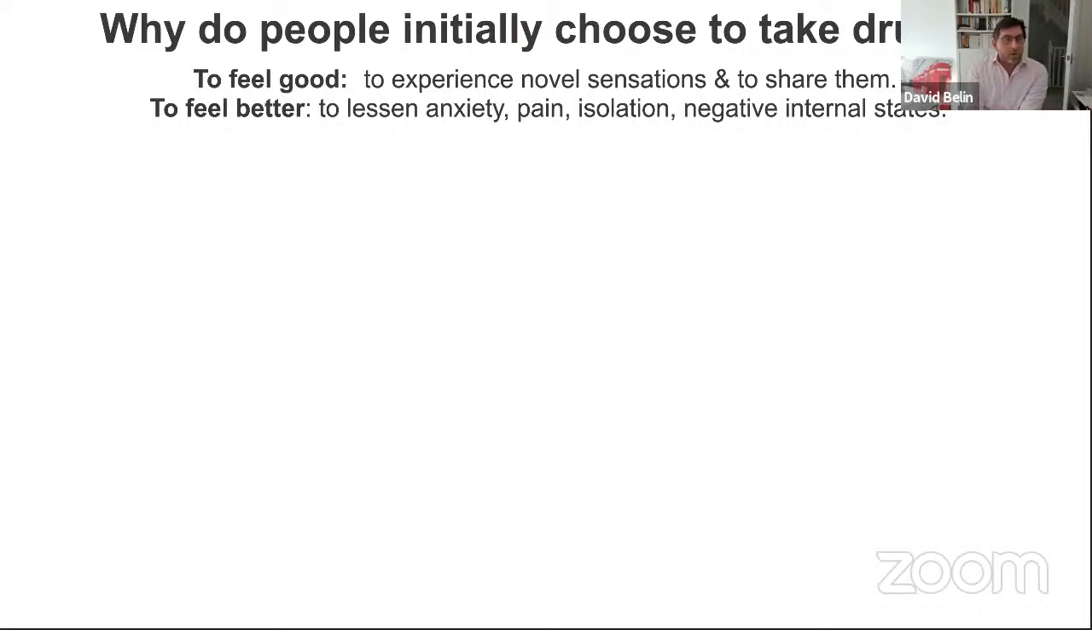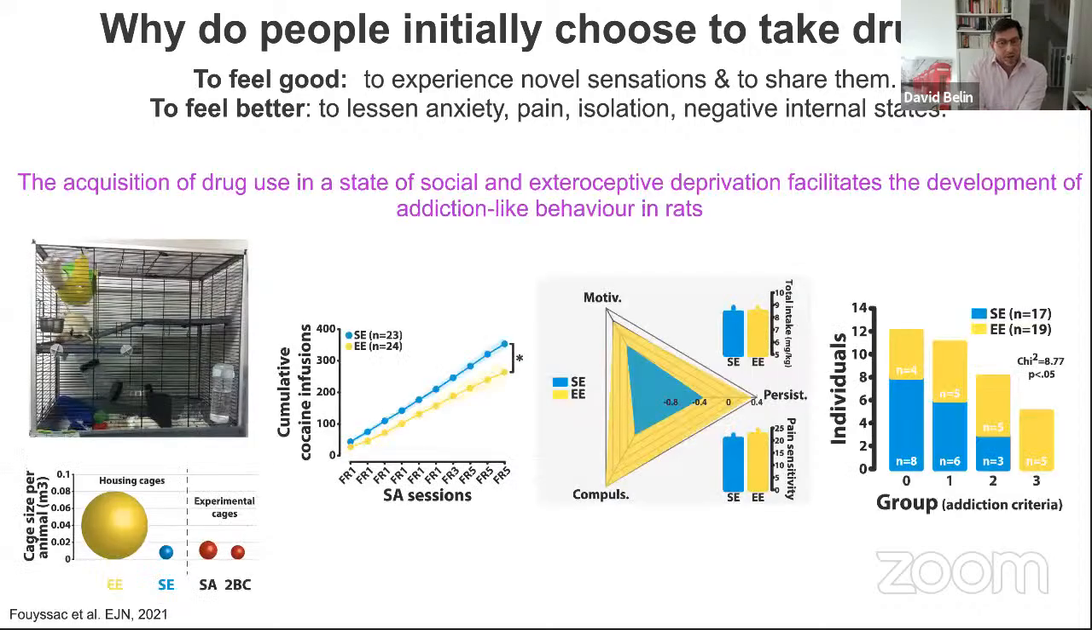And already, the reasons why individuals take drugs may well substantially influence their subsequent tendency to lose control over drug use and develop addiction. For instance, in a set of experiments that Maxime Prissac in the lab and colleagues have carried out over 7 years, we've demonstrated that animals who are used to live in very rich social environments with a lot of exteroceptive stimulation, when they are placed into the self-administration context, which is a tiny Skinner box, actually come to experience the drug in a state of deprivation of exteroceptive stimulation and social interactions.